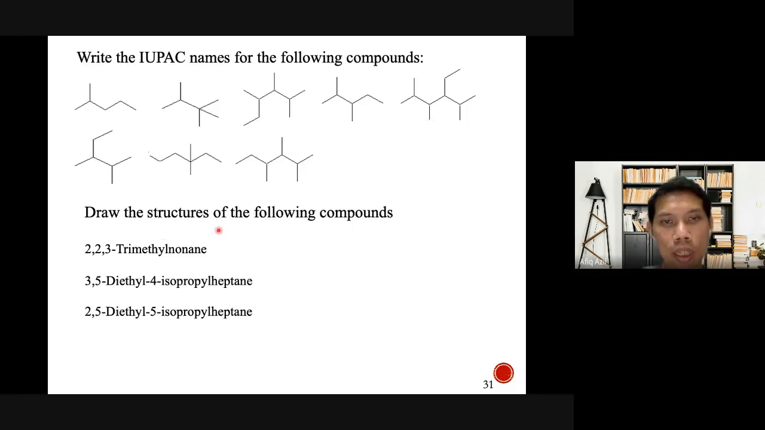And here the second part is on drawing. I think drawing should be slightly easier because you start drawing the structure from the backbone, and then the substituents based on the numbering, and then you fill up with the rest of the hydrogens.